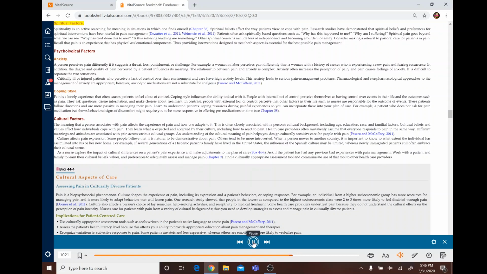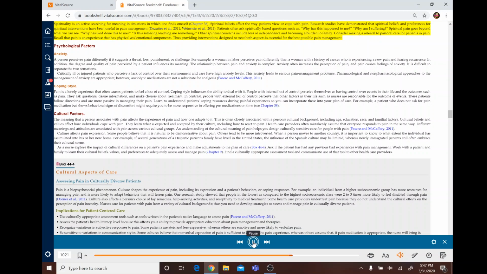Spiritual factors. Spirituality is an act of searching for meaning in situations in which one finds oneself. Chapter 36. Spiritual beliefs affect the way patients view or cope with pain. Research studies have demonstrated that spiritual beliefs and preferences for spiritual interventions have been useful in pain management. Desutter et al., 2011, Weinstein et al., 2014.